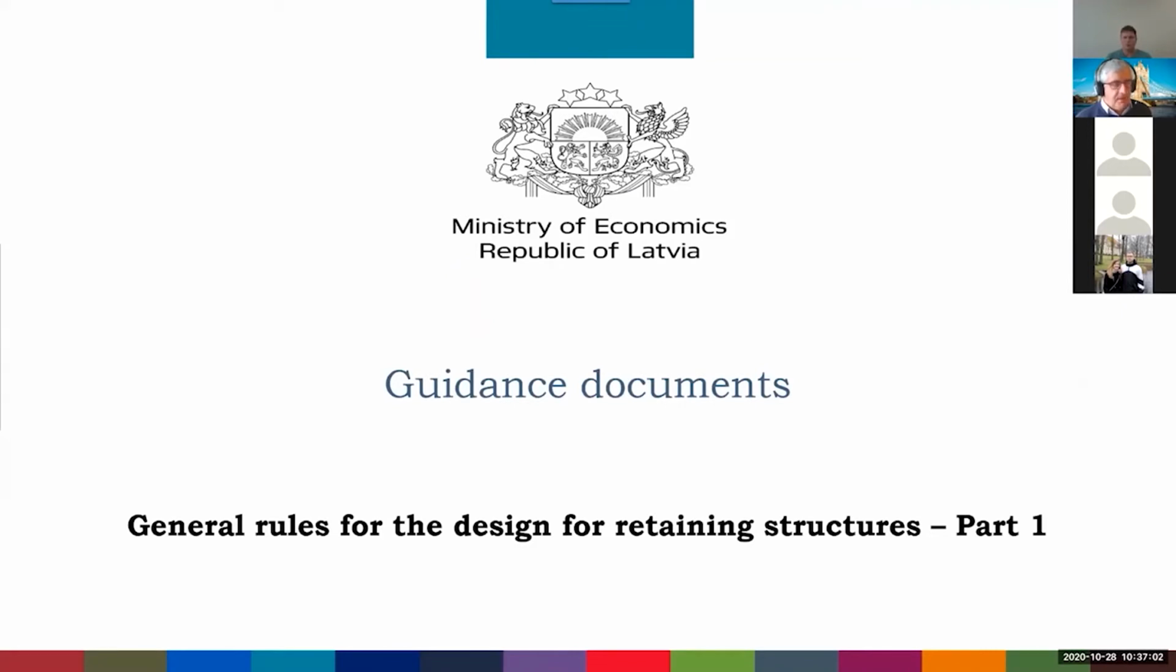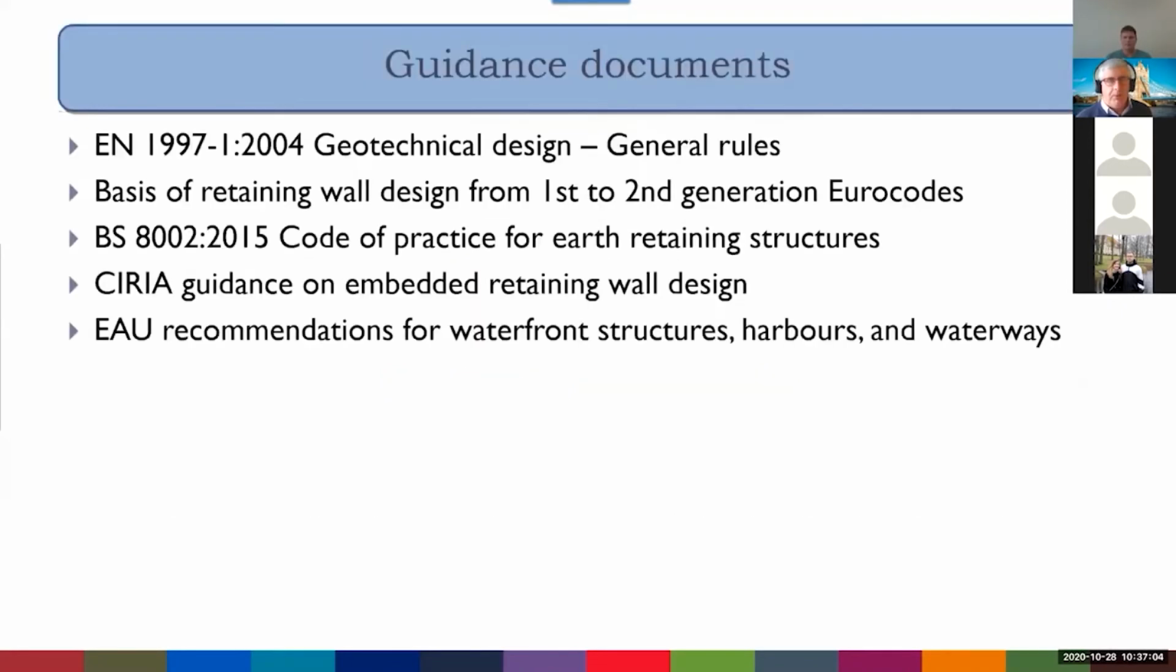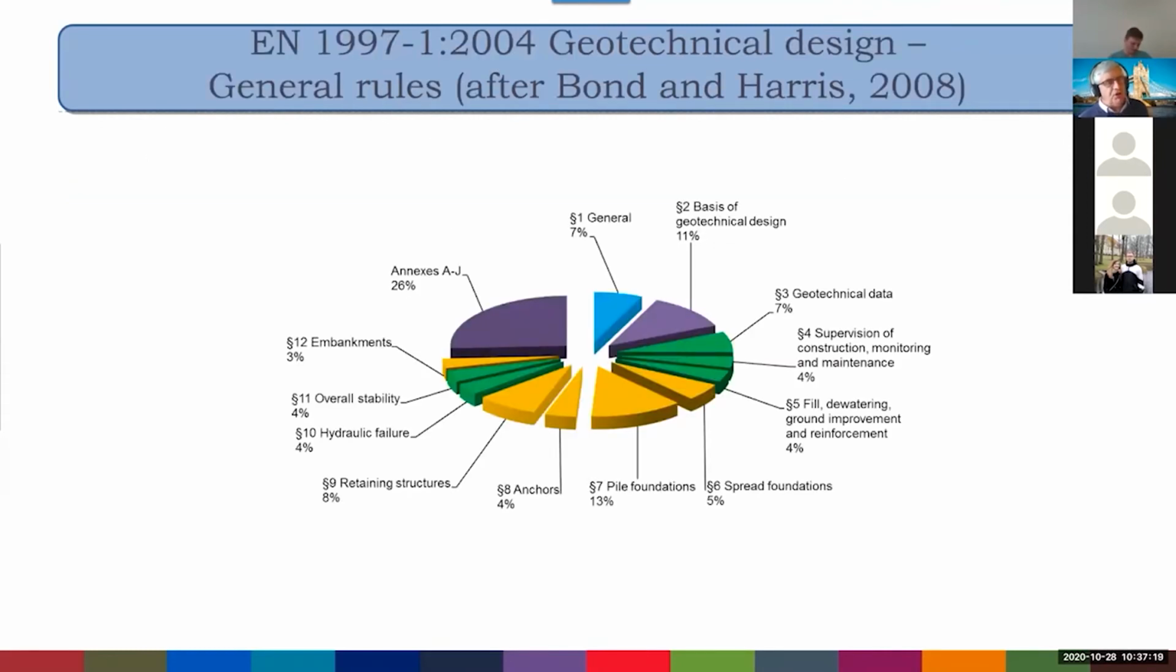Now let's talk about some other guidance documents that you might want to look to. Obviously we've got Eurocode 7. We've got the basis of retaining wall design. We've got a British standard that I want to talk about. We've got a CIRIA document. We've got the German EAU recommendations. And these are documents that you can turn to for design details. This is the sort of information that I can't cover in today's course. If I was to cover all this material, it would be a 3-day course. But here are the documents that you need to look at.